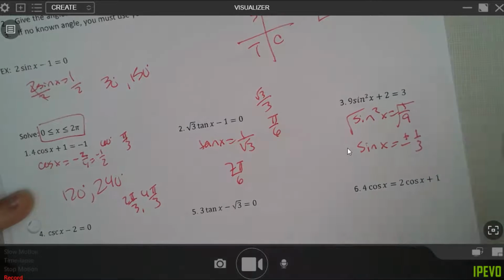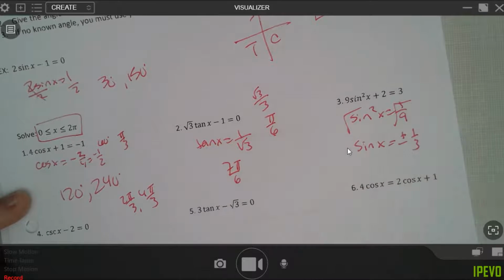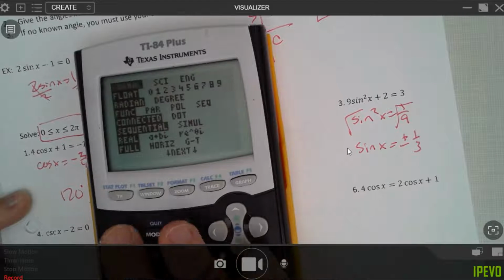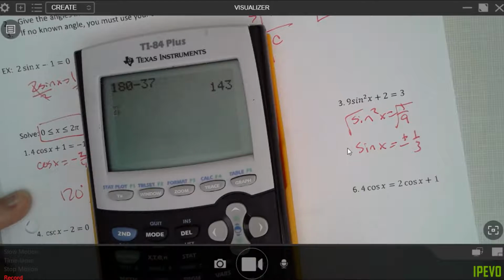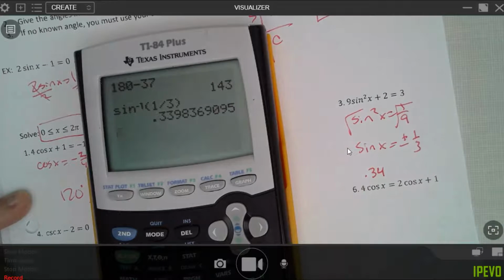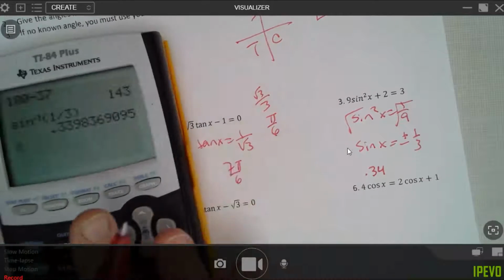So on this one right here, that's not actually on my chart. So I'm going to have to grab my calculator and make sure I'm in radians. Okay, so I'm going to do sine inverse of 1/3, and I get 0.34, just round it. Since it's plus and minus, I need all of my answers.